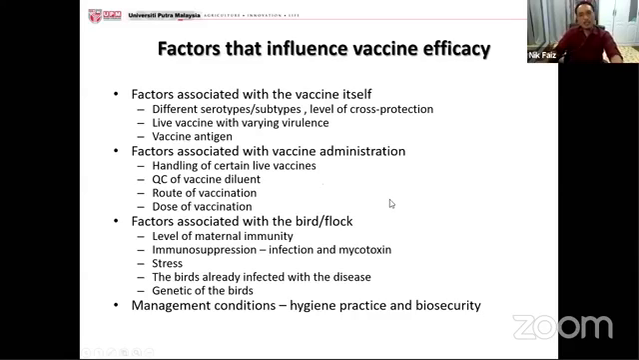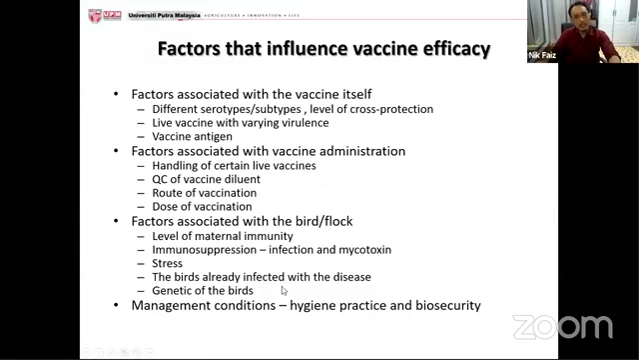Factors associated with vaccine administration. For example, the handling of certain live vaccines is important in influencing vaccine efficacy, because live vaccines have to be administered properly. If you don't administer them properly, they might die and you may not get the immune response that you want. Also, quality check of the vaccine diluents. For example, in Marek's disease virus, if you did not mix the vaccine well, you will have very low efficacy. Route of vaccination and dose of vaccination play an important role when it comes to the efficacy of the vaccine.